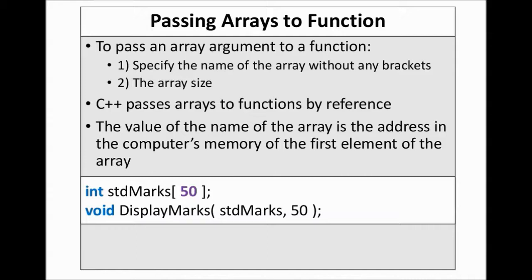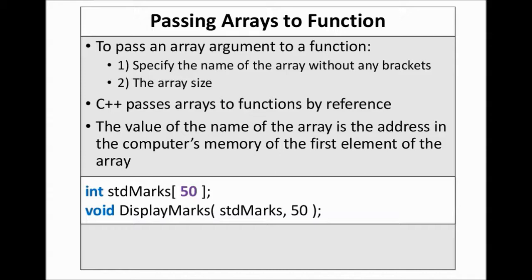The brackets with the parameter indicate that the parameter will be an array. So to pass an array argument to a function, specify the name of the array without any brackets. Number 2, the array size. In C++, arrays are passed to a function only by reference, not by value. The value of the name of the array is the address in the computer's memory of the first element of the array. For example, int stdmarks[50], this is our array of 50 entries with the name stdmarks, meaning student marks, and its type is integer.